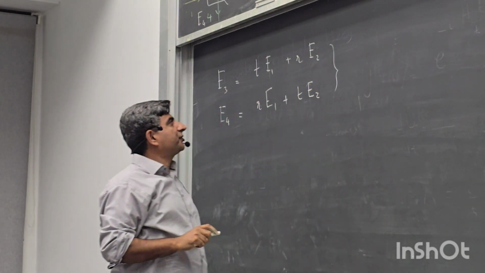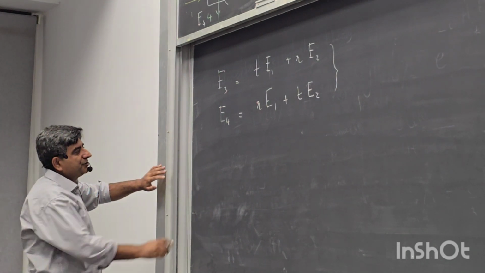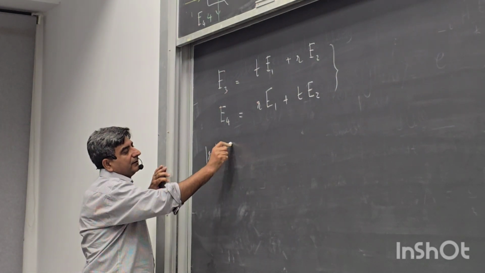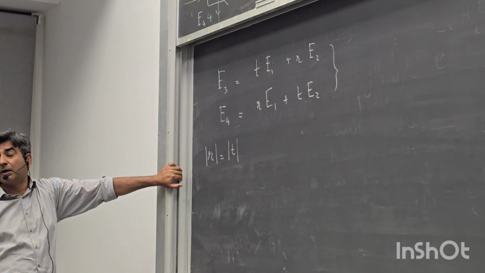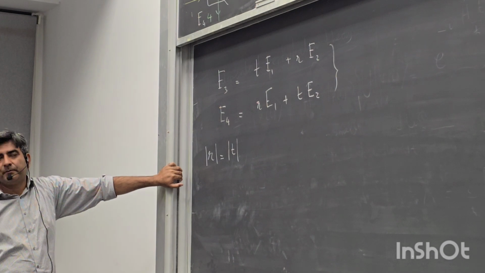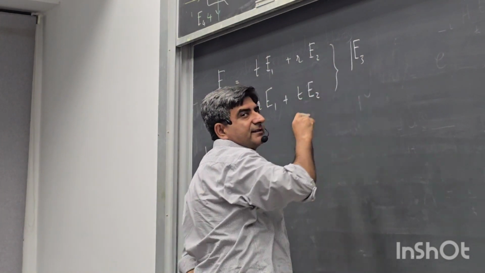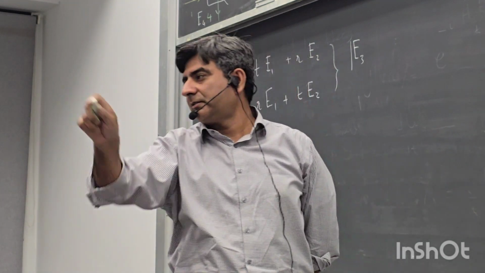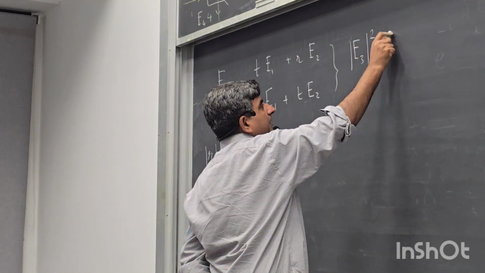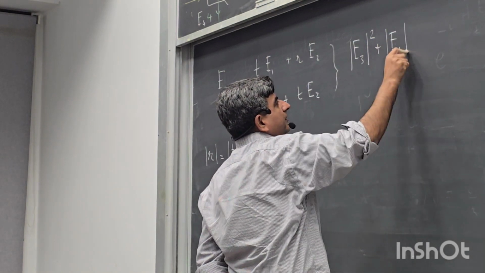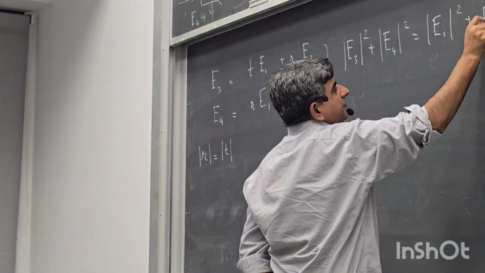And we have another constraint. The other constraint is that this is a 50-50 beamsplitter, which means that the magnitudes of R and T must be equal. Now, if I impose this condition, because I know that the intensity is half c epsilon naught E squared, |E3|² plus |E4|² equals |E1|² plus |E2|².